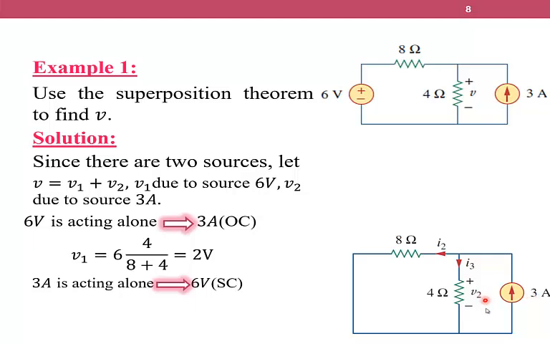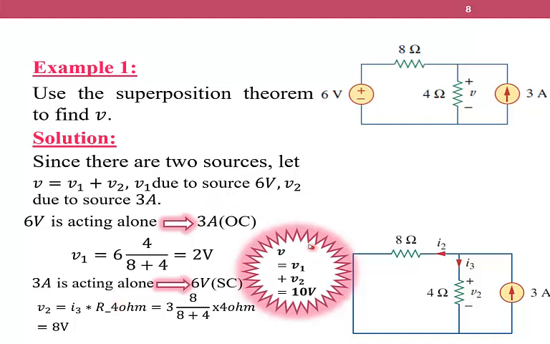So right now we are going to calculate V2 over the 4 ohm resistor. In order to get V2, we need to calculate I3 first. I3 will be calculated using the current divider rule. I3 will equal 3 amperes multiplied by 8 ohm over 8 ohm plus 4. After that, we are going to calculate V2 by multiplying I3 with 4 ohm, which will give us 8 volts.